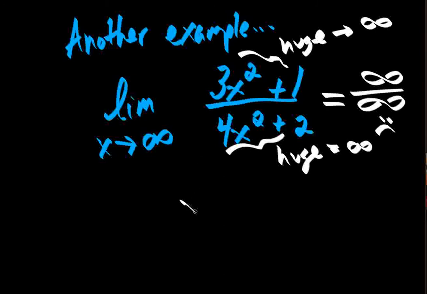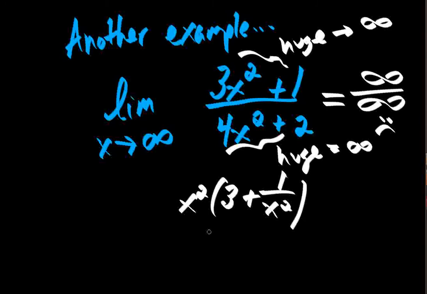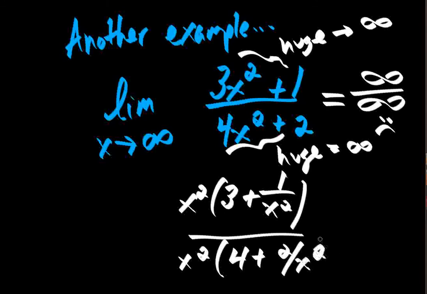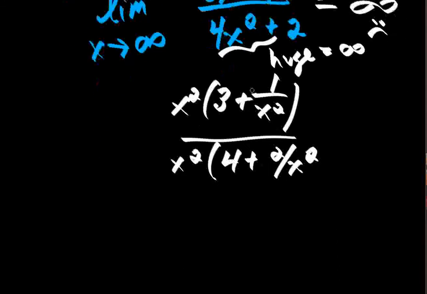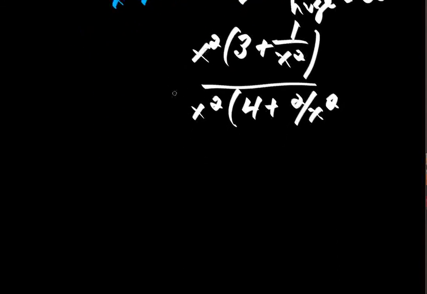My numerator becomes x squared times 3 plus, I'm factoring out an x squared here, so that leaves me with 1 over x squared. That's kind of weird at first. Then the denominator becomes, well, I'm going to factor out an x squared there, and I get 4 plus 2 over x squared. Great. Let me move this up. Now I want to evaluate the limit of this as x approaches infinity.